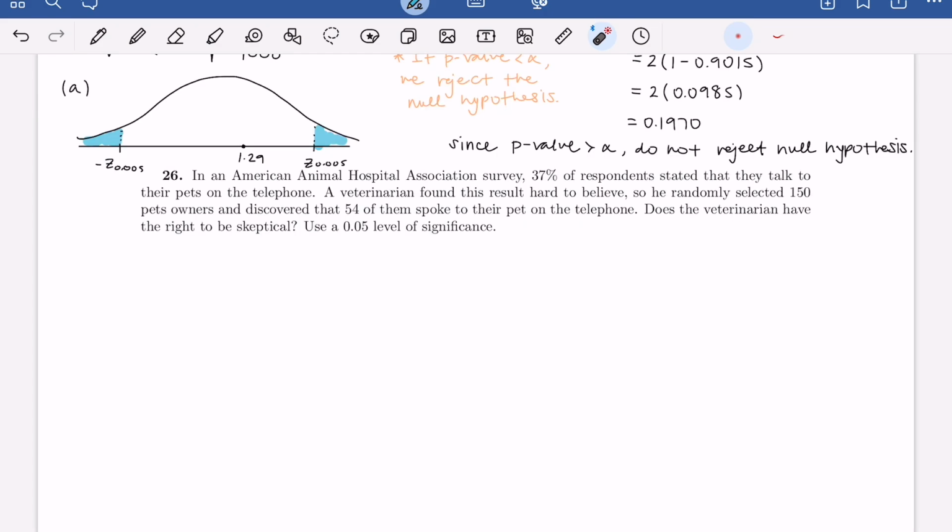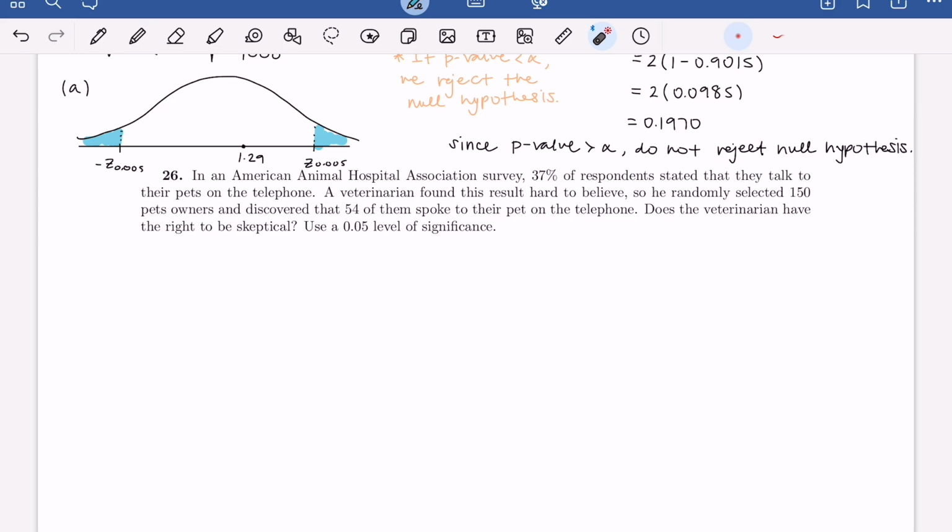In this next problem, we're going to be doing something very similar. We're told that in an American Animal Hospital survey, 37% of respondents stated that they talked to their pets on the telephone, and a vet found this hard to believe, so he randomly selected 150 pet owners and discovered that 54 of them spoke to their pet on the phone. So, does the vet have the right to be skeptical? And we're going to use a 0.05 level of significance.